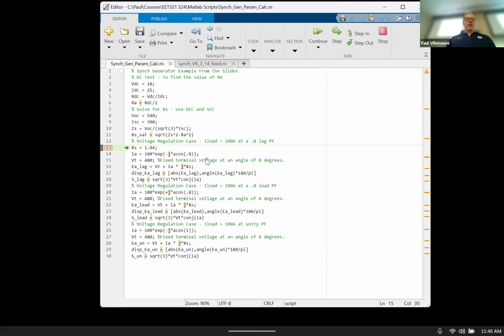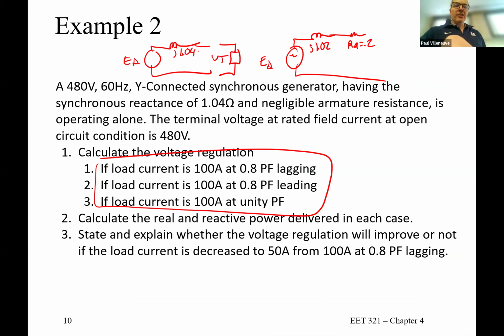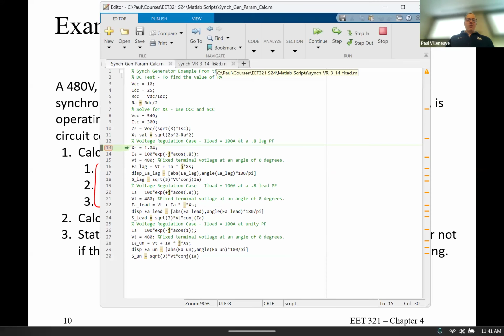This voltage, what am I doing here? I'm assuming that this voltage is fixed at 480 volts. That's what it's nominally delivering. That's what the customers are paying for. So I'm going to assume that it's running at 480 at an angle of 0. It's a good reference spot, so I'm going to pick that as my reference point. All right, so now what do I need to do?